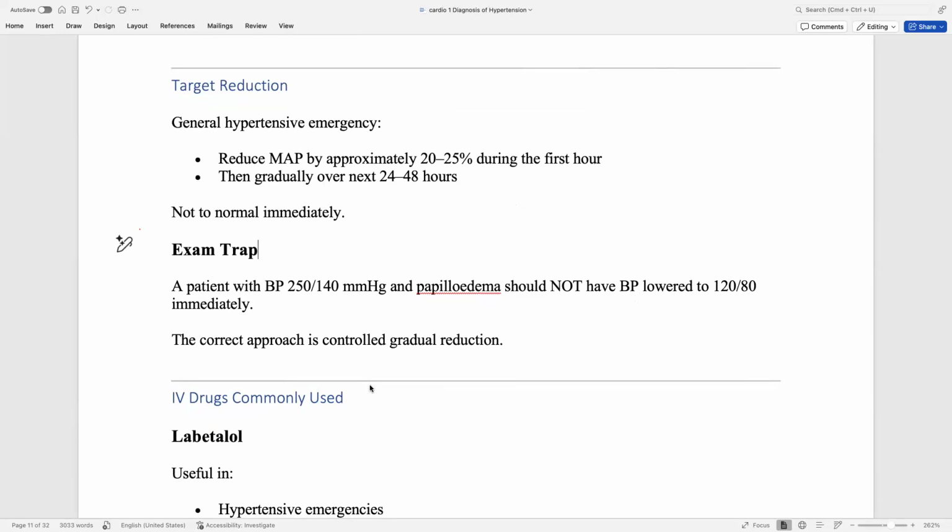A patient with a blood pressure of, for example, 250 over 140 and papilledema, of course, should not have the blood pressure lowered to 120 over 80 immediately. You will lose the heart and the eyes and the brain. It will develop ischemia, same like acute MI, acute stroke, acute kidney injury. All will happen because these organs will develop hypoperfusion, same as if the patient is hypotensive, with blood pressure 60 over 40.